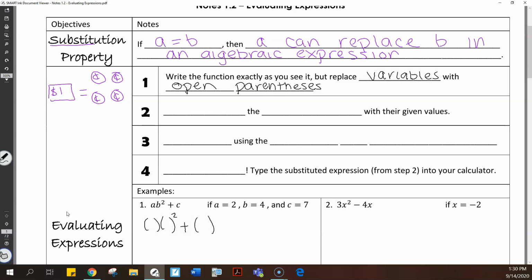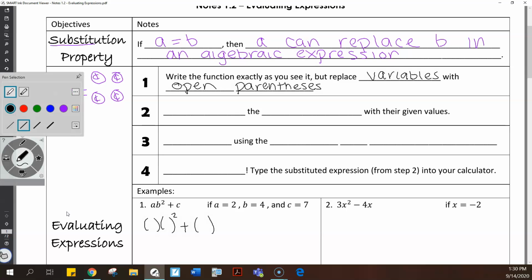Now this is an optional step. As you get more comfortable with this and as you start to practice and as this becomes easier, you may find that you don't need to do this. But as you're starting to practice this and as this is something that's new for you, it might be in your best interest to do this so it helps keep you organized as you work through these problems.